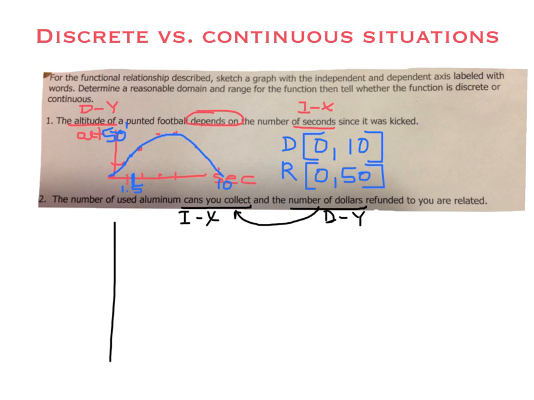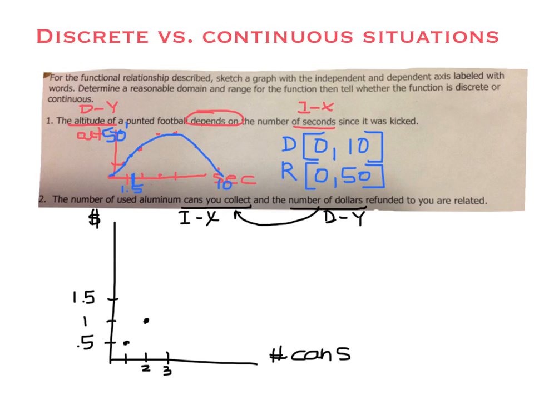So I'm now going to draw a graph. This is going to be the number of cans, and this is going to be the money. And I'm going to say for every 1 can, I get 50 cents. A second can, I get $1. A third can, I'm going to make $1.50. And so on and so forth.